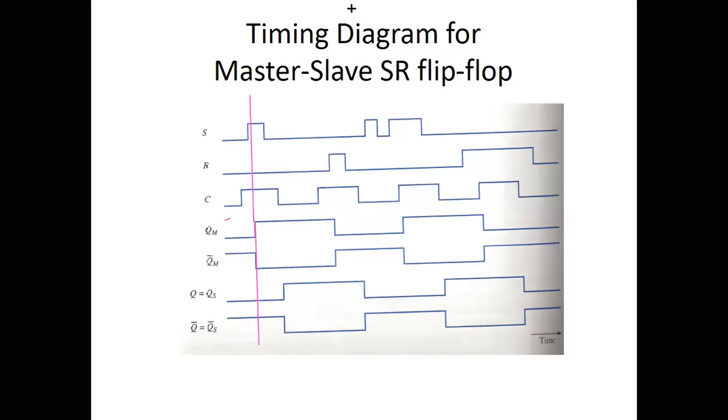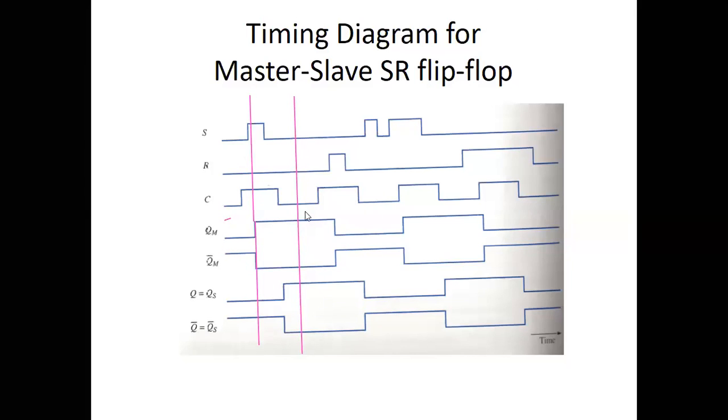Now when will the slave be enabled? The slave is enabled during the negative cycle. This is master. Slave is enabled during the negative cycle. So negative, where clock is equal to 0. So take clock is equal to 0. When clock is equal to 0, what is our J condition and what is our K condition? Not J and K. We have to consider what is QM and what is QM bar.